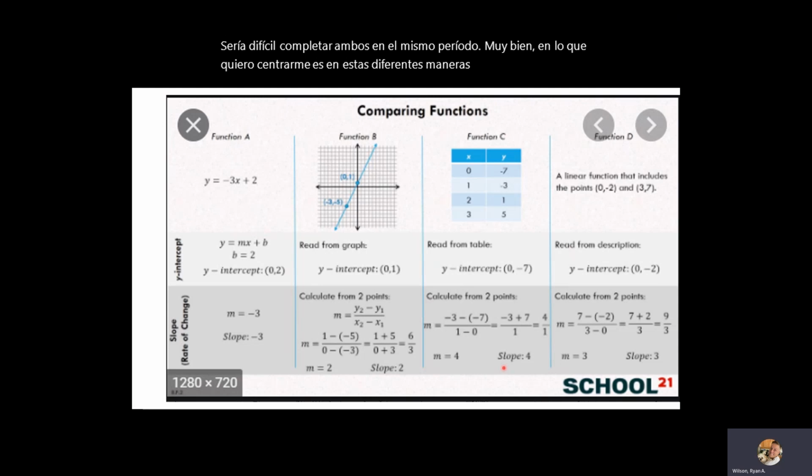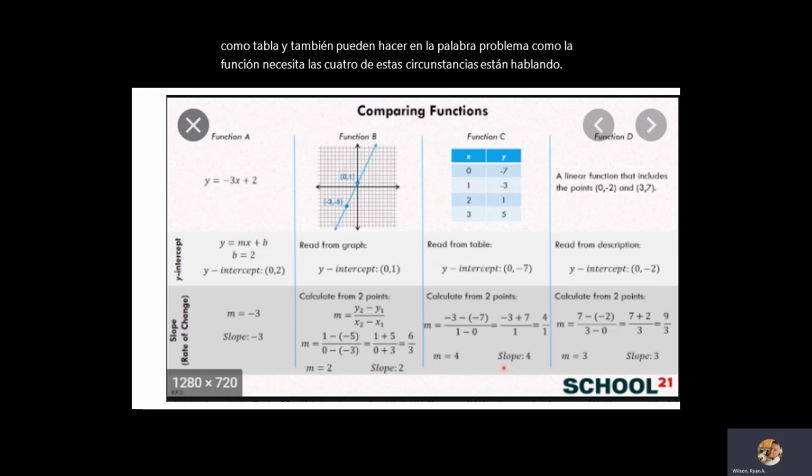All right, what I want to focus on is the different ways that they can represent information, okay? When I'm comparing functions, they can write it algebraically, they can write it graphically, they can do it with an XY table, and they can also do it with a word problem, like function D. All four of these circumstances are talking about linear functions, all right?